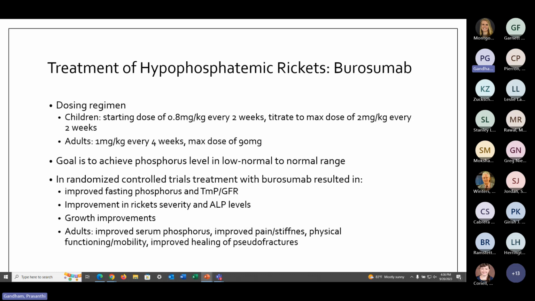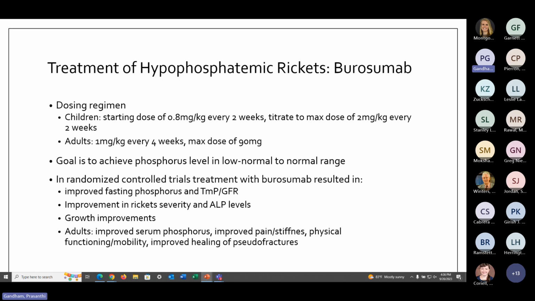So as far as the dosing regimen is concerned, for children, we start at a dose of 0.8 milligrams per kilo every 2 weeks and titrate to a max dose of 2 milligrams per kilo every 2 weeks. In adults, the starting dose is 1 milligram per kilo every 4 weeks with a max weight-based dose of 90 milligrams. The goal is to achieve phosphorus levels in the low normal to normal range. So again, this is unlike what we are doing in conventional treatment, where we're typically not expecting the phosphorus to rise into the normal range. That is the goal with burosumab.